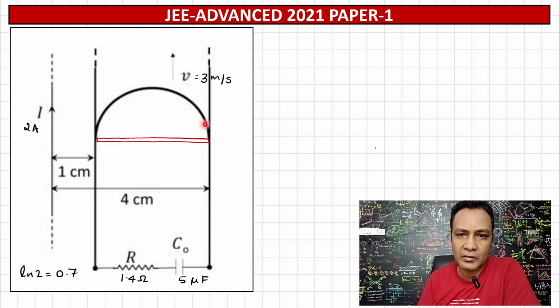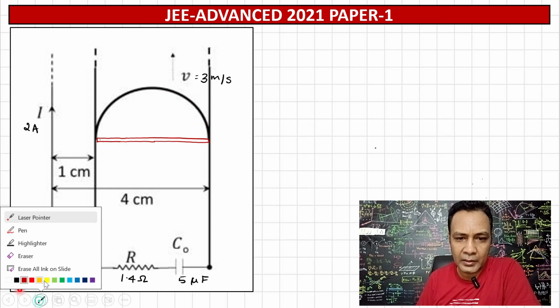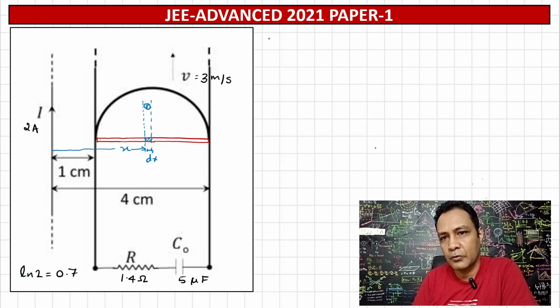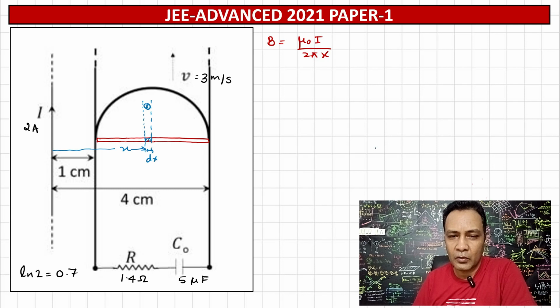So whatever the EMF is here, that is the same EMF here, and for simplicity it is easier to find the EMF on this part. For that, let me take an element. Suppose I am taking an element of the rod at a distance say x from the wire, and this is the element, which is obviously of length dx. On this part the magnetic field is say B. So B is equal to mu naught I by 2 pi x.